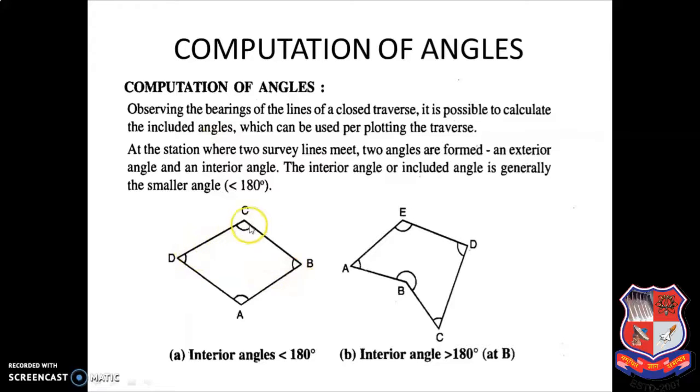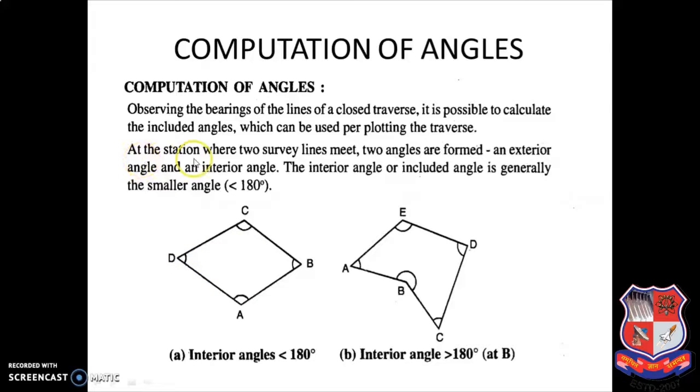This is the traverse. You know what a traverse is. There are 2 types of traverse, open traverse and closed traverse. This is the example of a closed traverse. And you have to calculate the included angle. Included angle means the angle which forms inside the traverse. C, B, A, D. Okay.